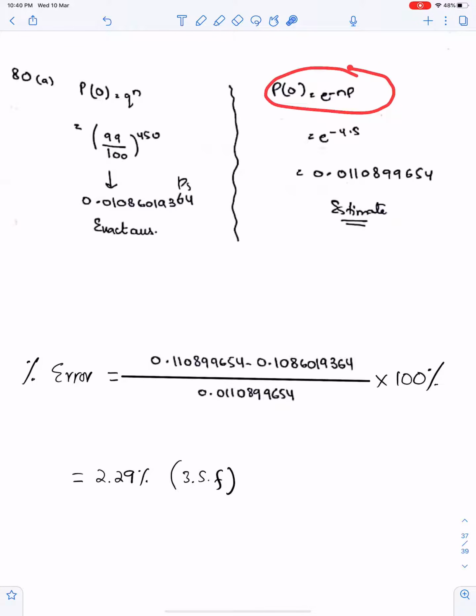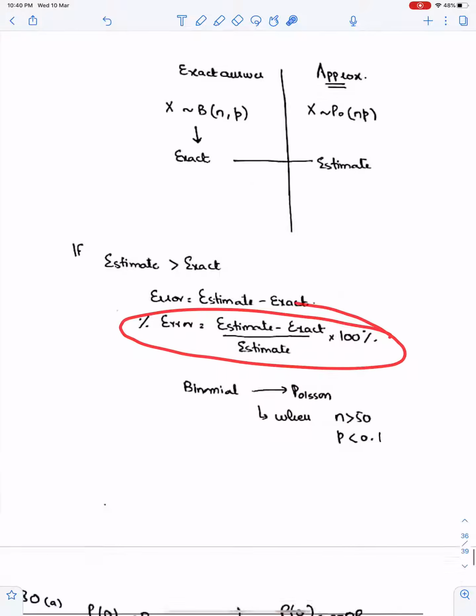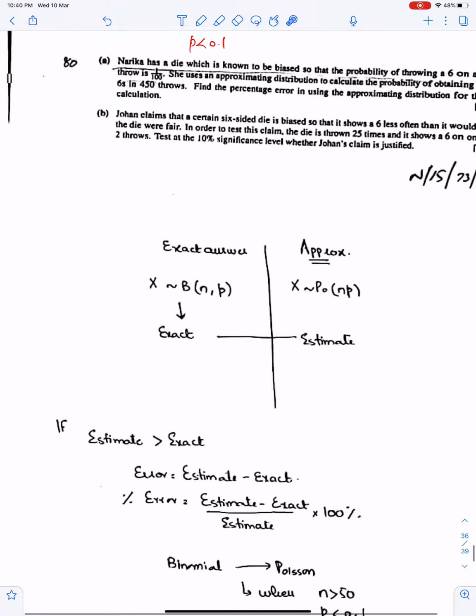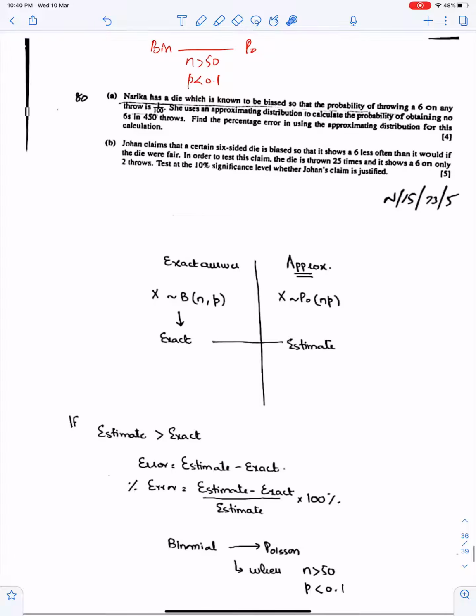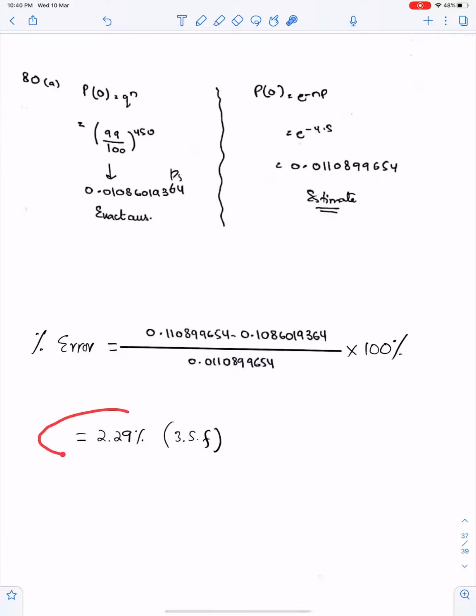Well, this is the estimate. When you use Poisson, you get the estimated answer because this is the approximation. So you have to use Poisson in this way: e power minus lambda, and lambda is np, so e power minus np. You'll get this answer. Now you just need to substitute these numbers into this formula, and you can easily get the percentage error. If you want to take a screenshot of this solution, you can. The answer is 2.29 to 3 significant figures.